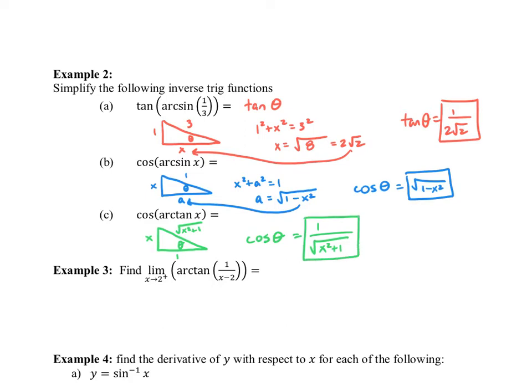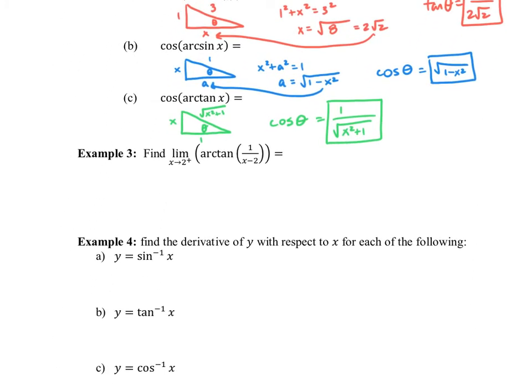Okay, in example 3, we're going to take a look at limits, and I had mentioned that it's really common to take a look at limits with the inverse tangent function. So what we're going to do is pass this limit operator through and take a look at the limit as x goes to 2 from the right of 1 over x minus 2.